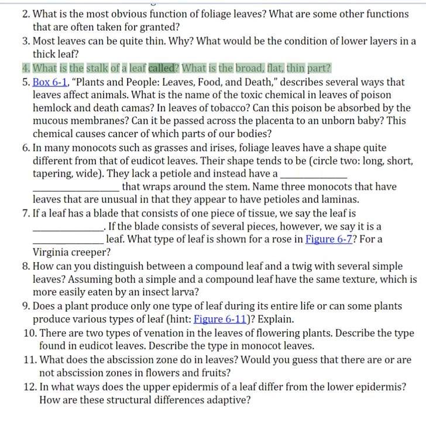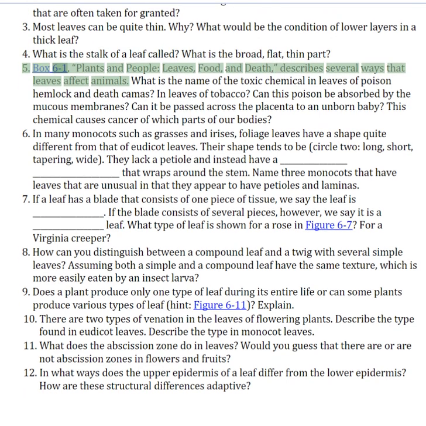What is the stalk of a leaf called? What is the broad, flat, thin part? 5. Box 6-1, Plants and People, Leaves, Food, and Death, describes several ways that leaves affect animals.